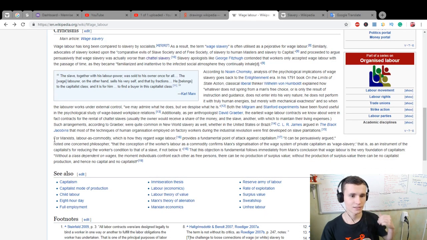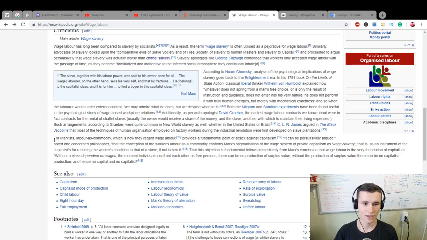For Marxists, labor as a commodity, which is how they regard wage labor, provides a fundamental point of attack against capitalism. It can be persuasively argued, noted one concerned philosopher, that the conception of the workers' labor as a commodity confirms Marx's stigmatization of the wage system of private capitalism as wage slavery, that is, as an instrument of the capitalist for reducing the workers' conditions to that of a slave, if not below it.